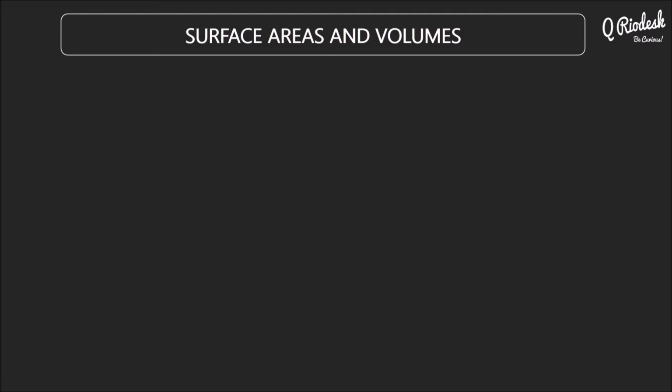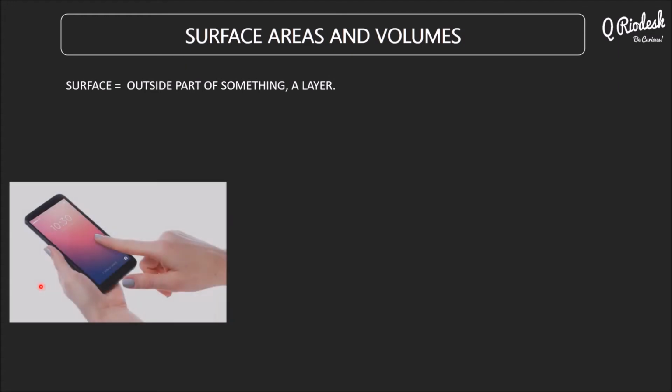Now we shall try to understand the terms surface area and volume, quickly. If I have to define surface in simple language, then it would be the outside part of something, a layer or a covering. For example, as you are watching this video on the screen of your device, the screen is an example of a surface. You can feel the screen with your fingers. So that would be a typical example of a surface.